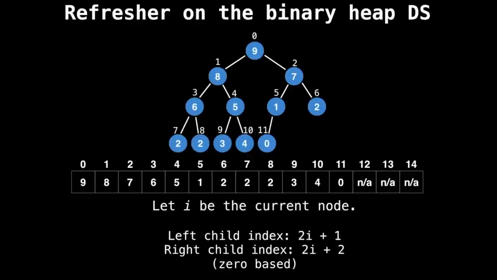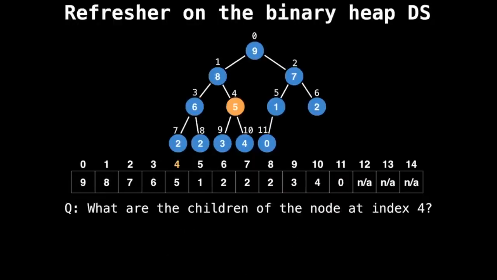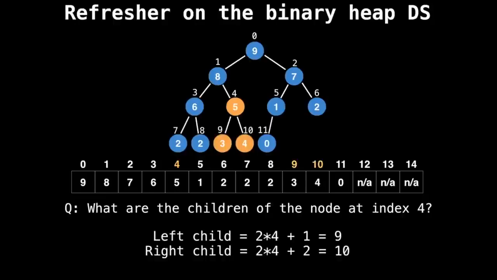If we know the index of node i, we can figure out what its left and right child nodes are by using simple formulas. The left child is 2 times i plus 1, and the right child is 2 times i plus 2, assuming zero-based indices. As an example, what are the children of the node at index 4? Well, we can just plug i into the two formulas I just gave you to obtain the indices 9 and 10. Of course, you can always run the math backwards and figure out what the parent of a given node is. Both of these are especially useful if you're either walking up or down the tree.